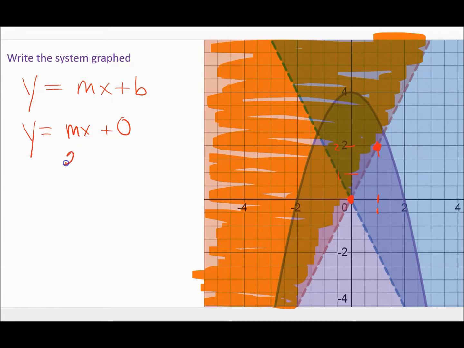So my slope is up 2, which is a positive 2, and right 1, which is a positive 1, plus 0. So right now, that gives me y is equal to 2 divided by 1 is 2x, plus 0 is just 2x.